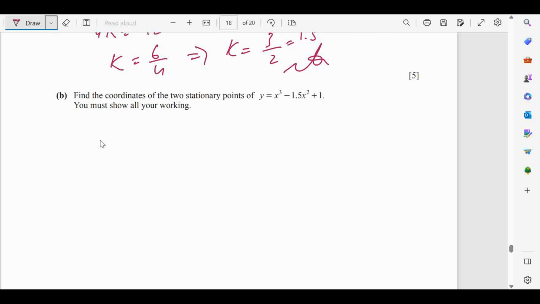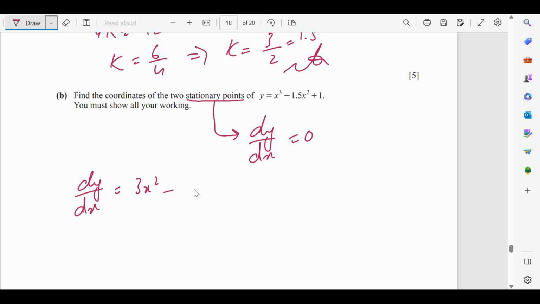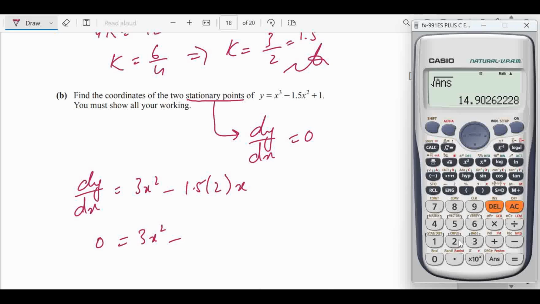Now we know that at a stationary point, the first derivative will be equal to 0. Now let's find the derivative. So dy by dx will be equal to 3x squared minus 1.5 into 2 into x. We need to set this to 0 at the stationary point. This will be equal to 3x squared minus 2 into 1.5 x. 2 into 1.5, this must be 3.